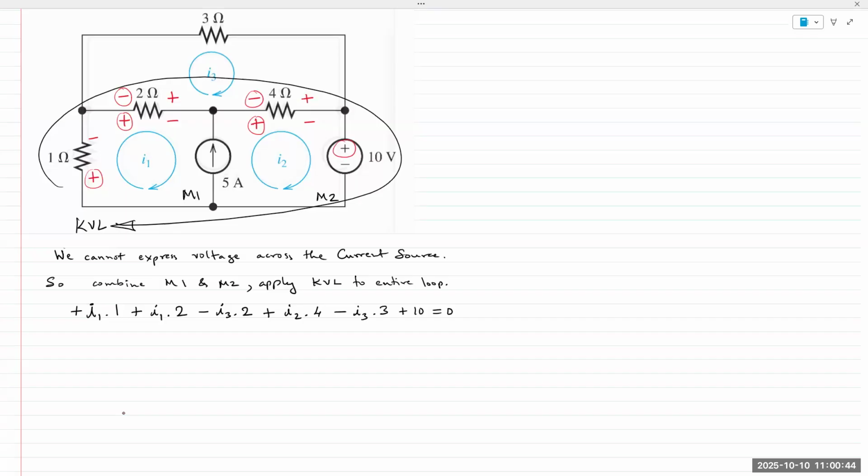So question being asked is about I2. So I2 is only in mesh 2. So it only flows to the 4 ohm resistor. It flows to that current source, but we don't really care about that. We can write one more expression.